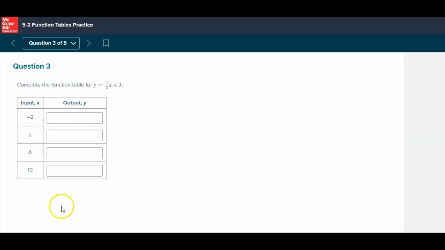Okay. Number 3. Now they've done you a solid on this one because the numbers they have picked are evenly divisible by 2. So that works out well since you're multiplying your x times a half. So what you're going to have is y equals 1/2 x plus 3. That's the equation you're using. These are the things you're going to put in for x. So y equals 1/2 times negative 2 plus 3. Well, what's half of negative 2? Negative 1. Negative 1 plus 3 is 2. So you put the answer here.